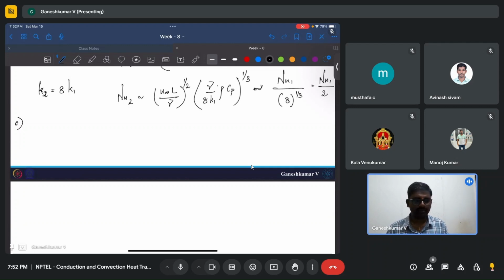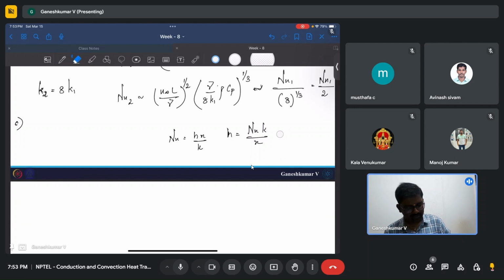If the Nusselt number reduces, what happens? Your convective heat transfer coefficient reduces, right? So basically, Nu is equal to Hx by K, so H is nothing but Nu K by x. Although K increases by 8 times, Nu reduces by half. So in general, heat transfer coefficient is increasing.